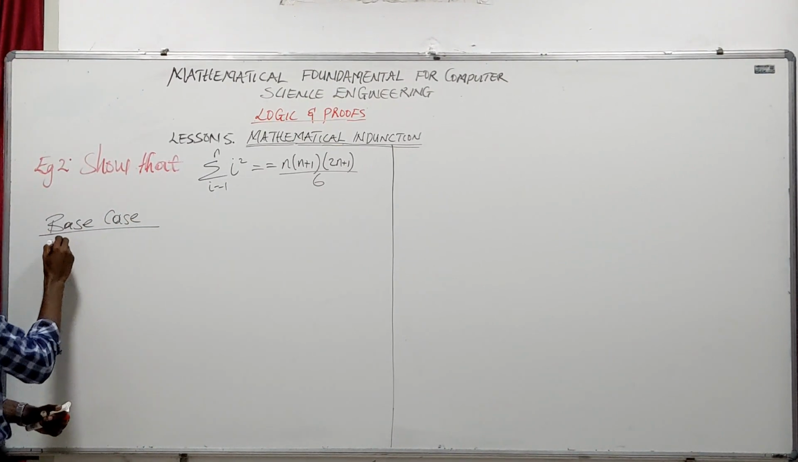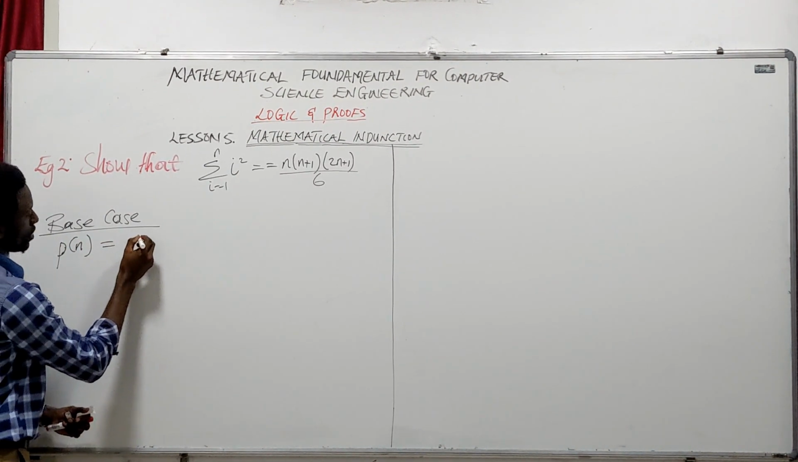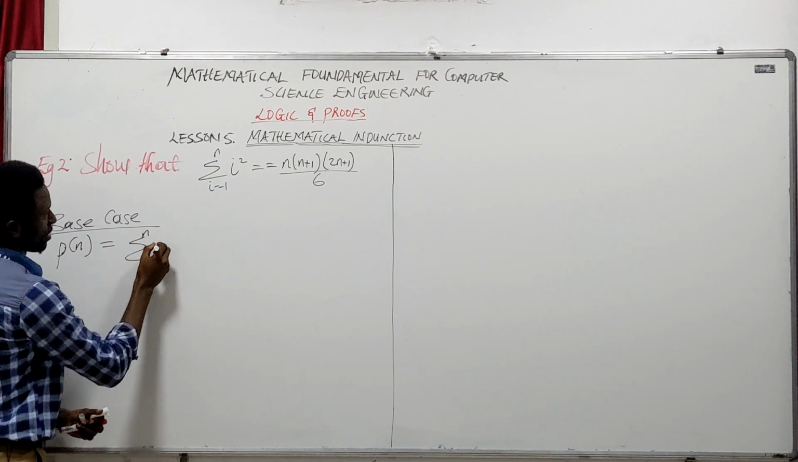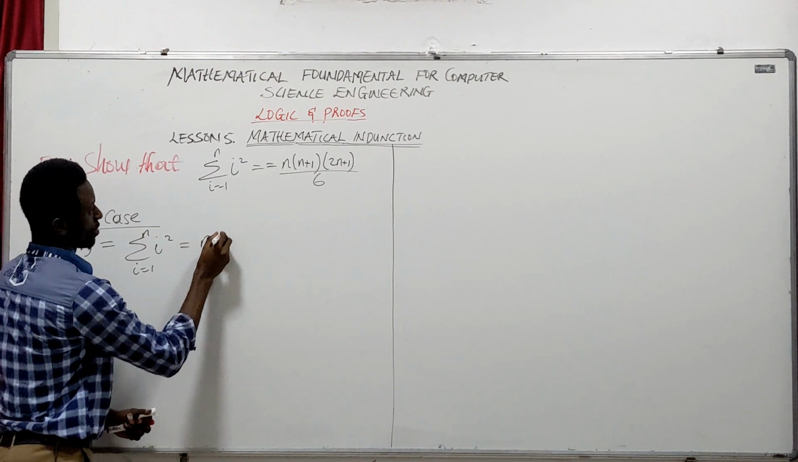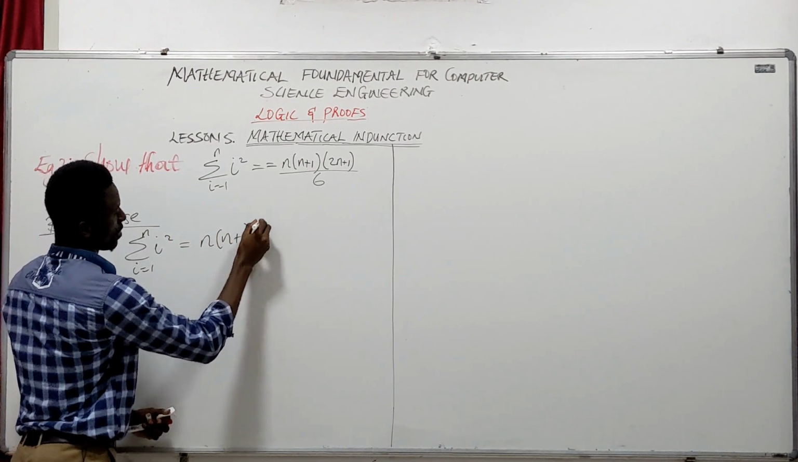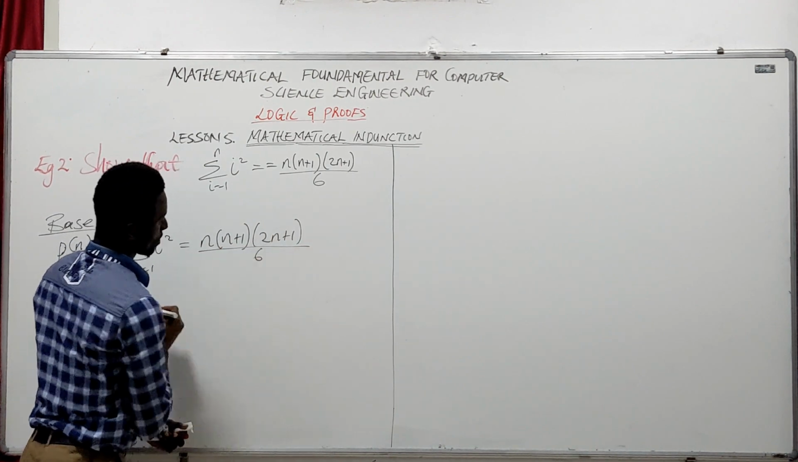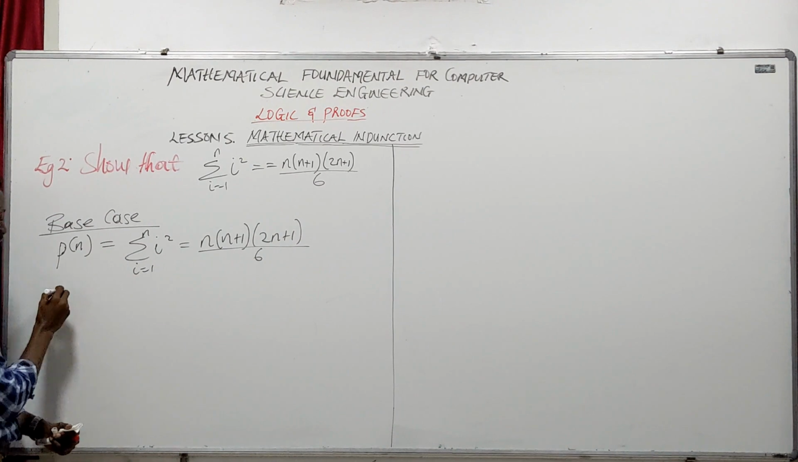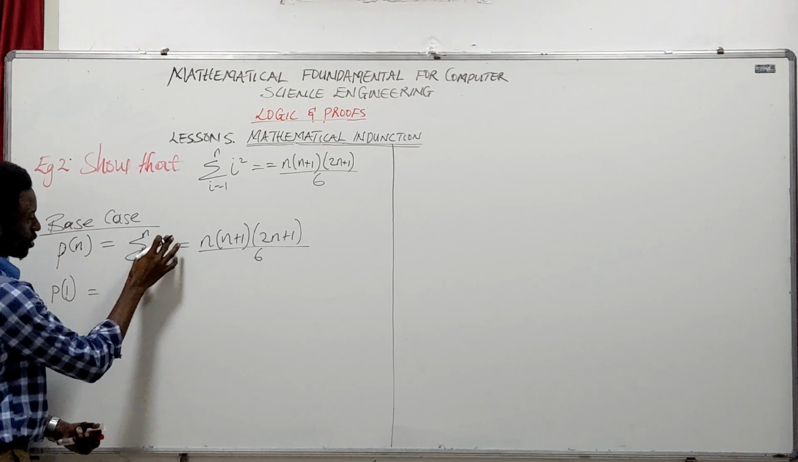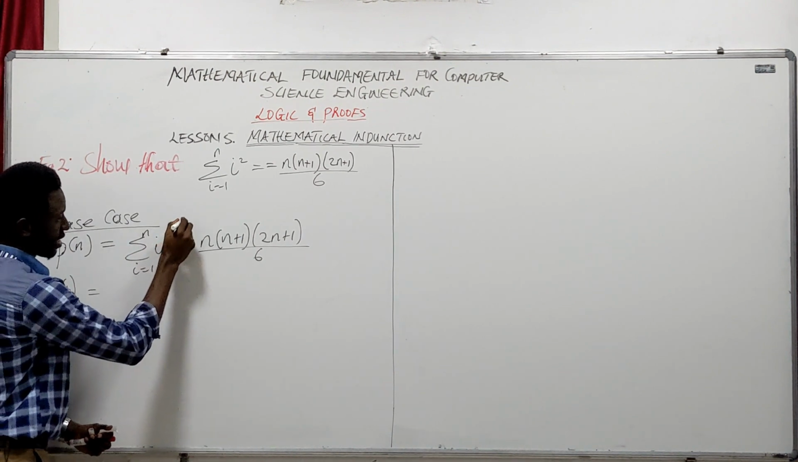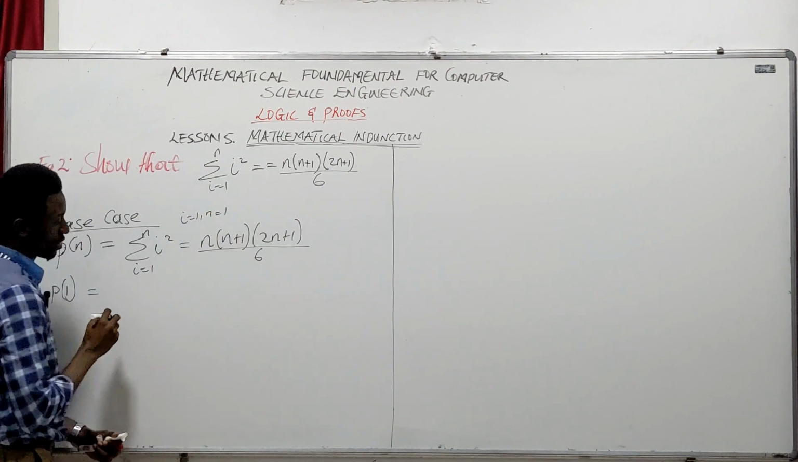So for the base case, we say P of n is equal to the summation of i squared, which is n into n plus 1 into 2n plus 1 over 6. Okay, for the base case, we said what? For P of 1 element. So P of 1 is equal to, this is 1. I here is equal to 1 and n is equal to 1.